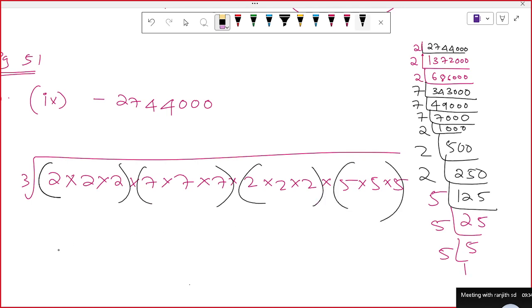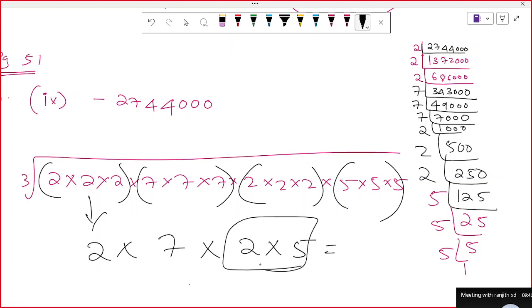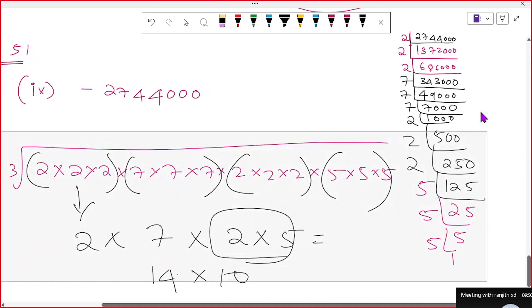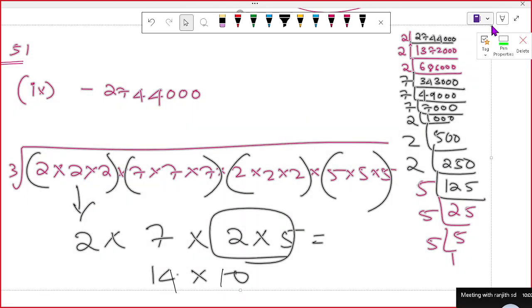Okay, then you shouldn't draw the cube root again. Okay, cube root gets eliminated. So just pick one number from each bracket. 2 into 7 into 2 into 5. And whenever this combination is given, first multiply this. What do you get? 2 fives are 10. 2 sevens are 14. 14 into 10, 140. So the above question is cube root of 140.